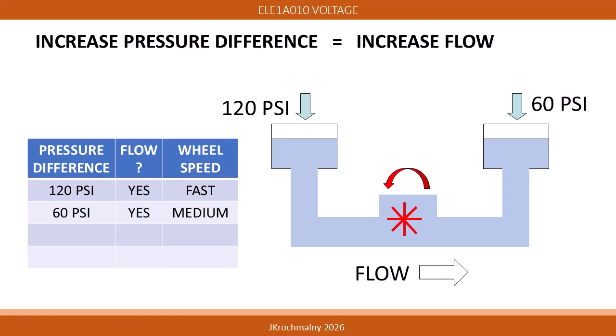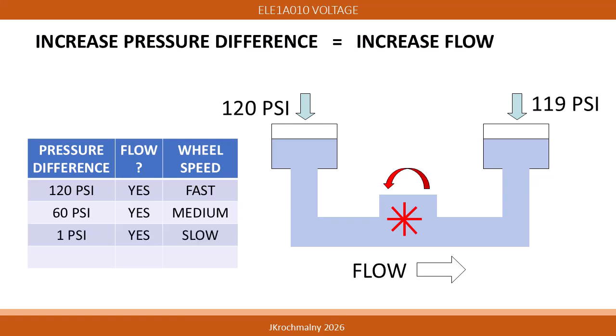In this graphic, we increase the pressure on the right side of the water circuit, with 120 psi existing on the left and 60 psi on the right. The new pressure difference is 60 psi. The pressure difference is found by subtracting the lesser pressure from the greater pressure. Under this condition, and due to a decreased flow rate, we can imagine the paddle wheel to be spinning at medium speed.